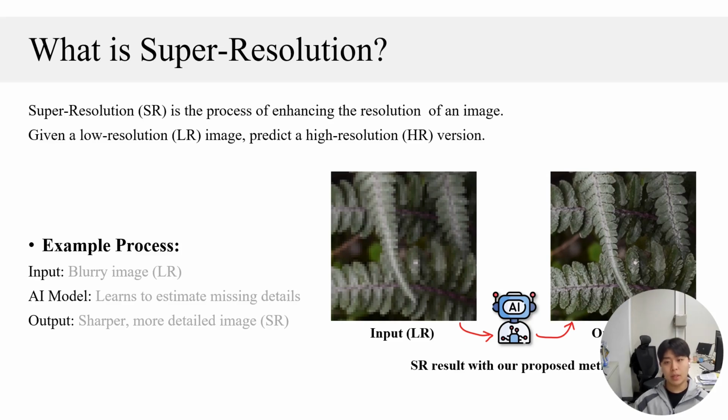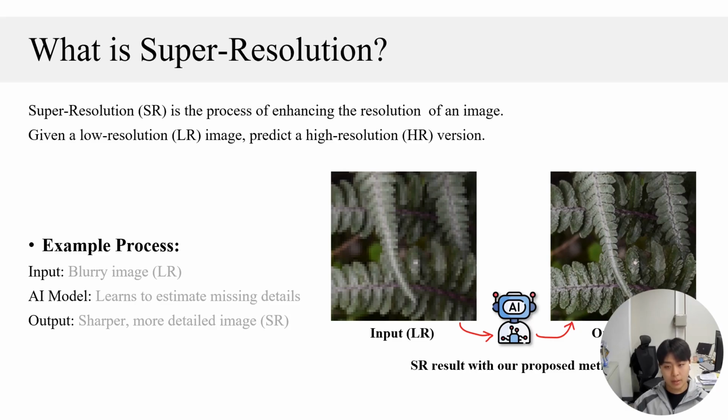Now let's begin by answering the question, what is super resolution? Super resolution, or simply SR, is a technique in computer vision that aims to enhance the resolution of a low resolution image. Let's go through a simple example of how super resolution works. First, we start with a low resolution input image on the left side. As you can see, it appears blurry and lacks detail.